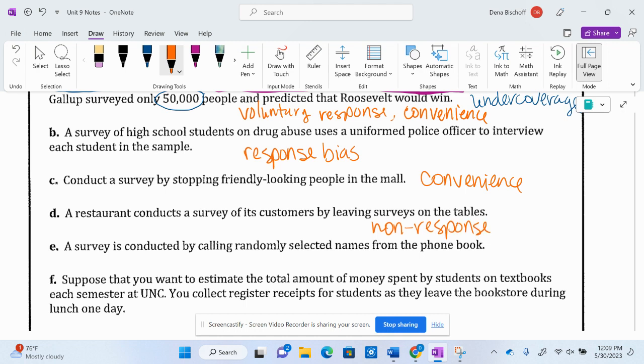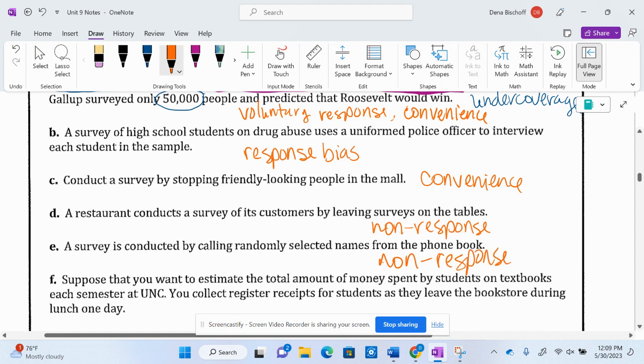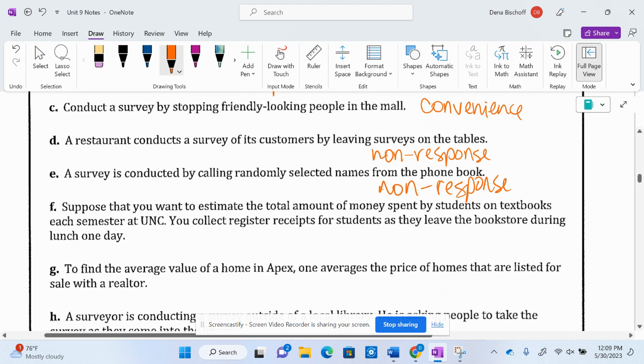Non-response. A survey is conducted by calling randomly selected names from the phone book. What if you just don't answer your phone? How many of you guys have spam, like when your phone rings and it says spam, like your cell phone? Do you ever answer those calls? I don't either. Someone just write non-response. Because we all love talking to telemarketers. Yeah, I don't even have time for it.